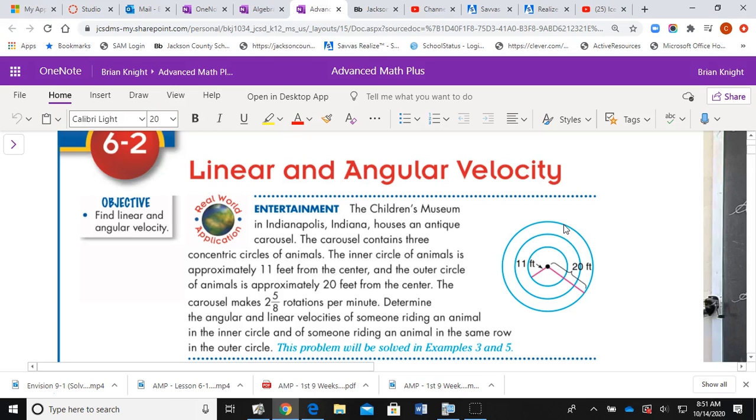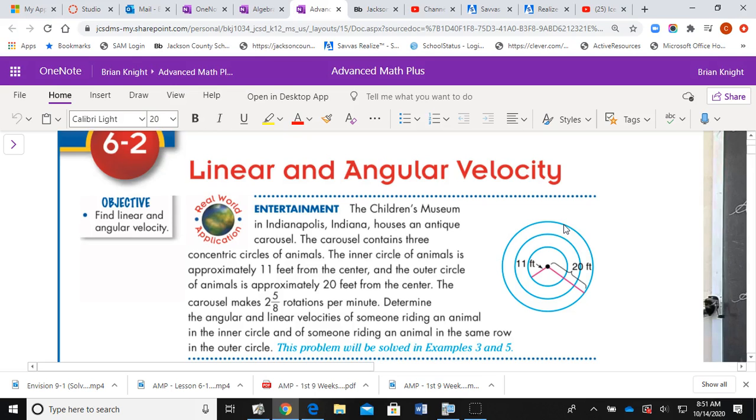So right here, this has angular velocity, but at the same time it has linear velocity. What happens if I let it go? It's going to fly. What direction does it fly? In a what? Straight line. In a line.